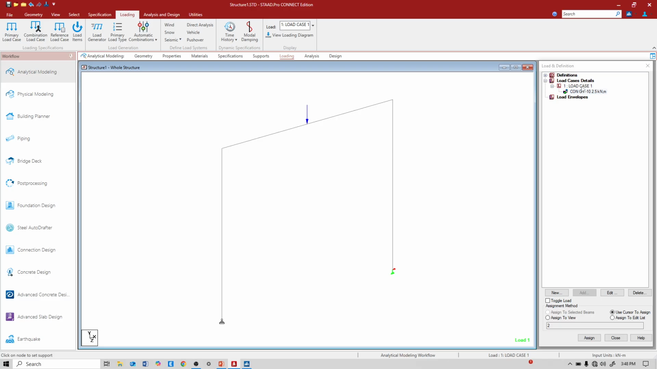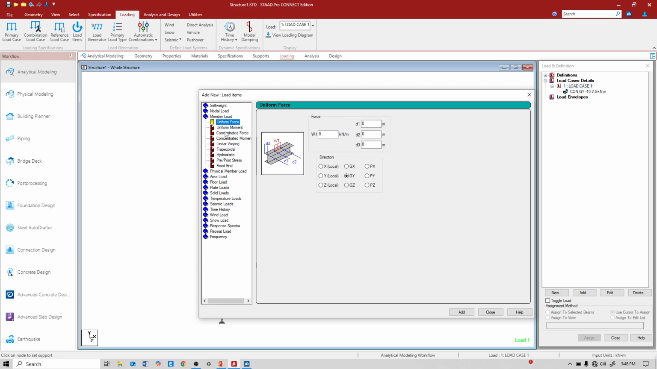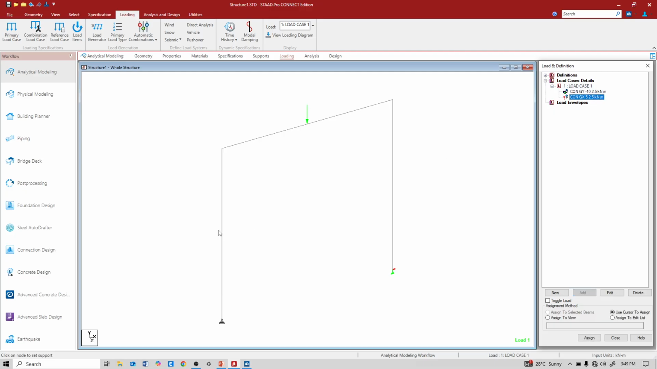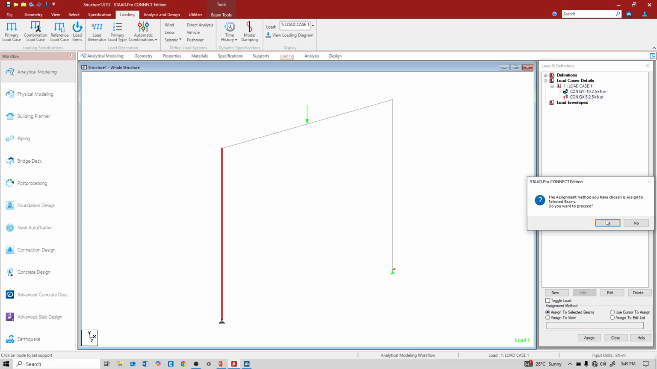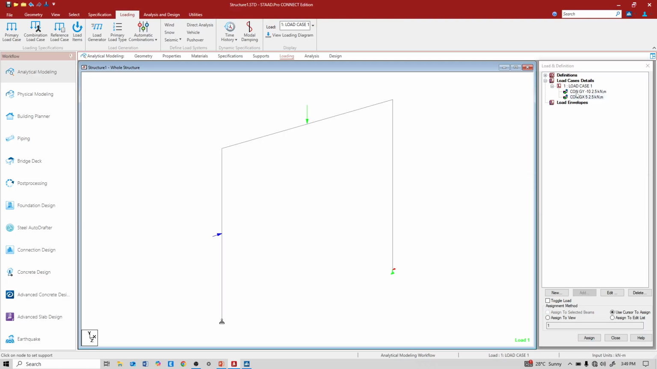So again add. Click on load case 1. Add. Go to member load. Concentrated force in GX direction 5 kilonewton. And at a distance of 2.5 meter to that beam. So add, close, click on that load, this beam, and assign to selected beam, assign, yes. Now see, if I click on this 10 kilonewton load, then this load is green color. If I take on 5 kilonewton load, then this load is green color.